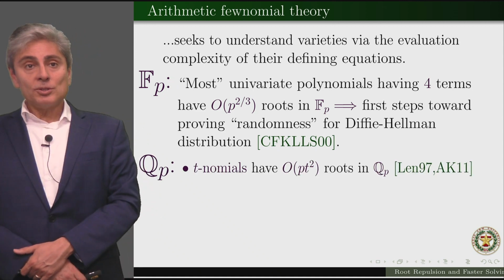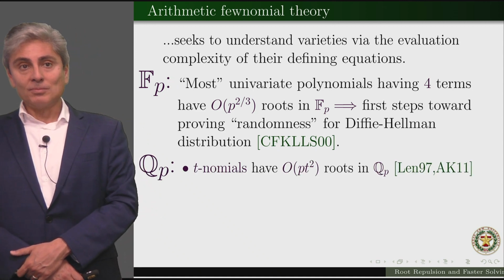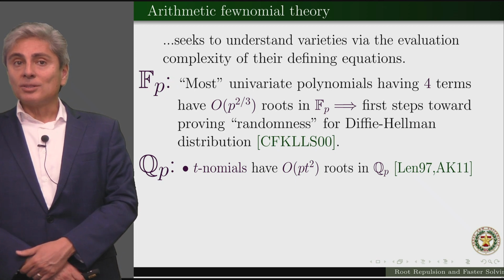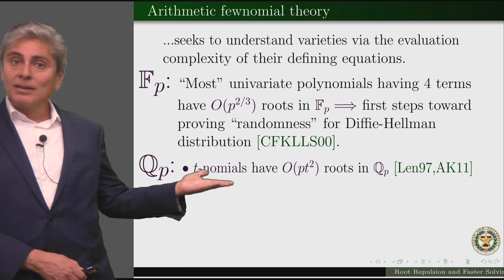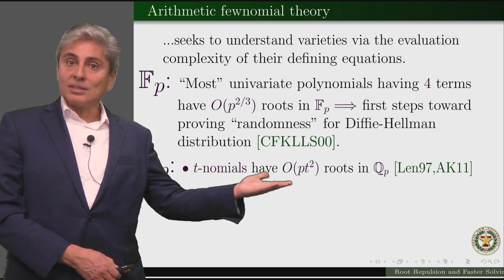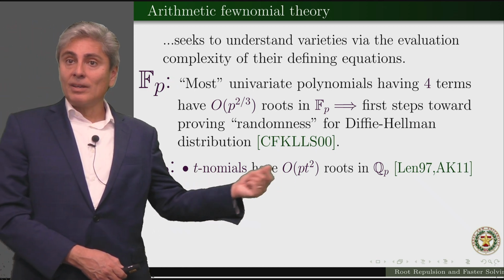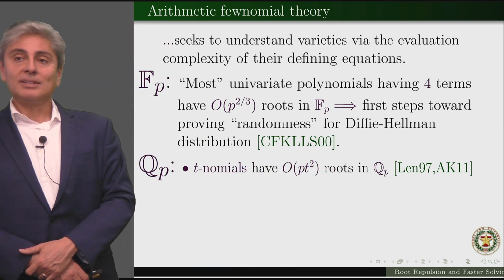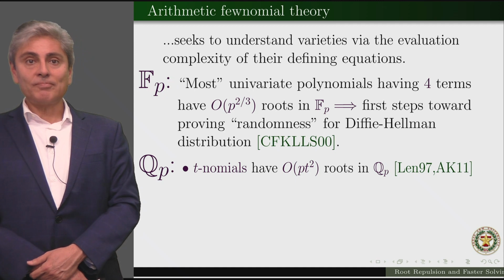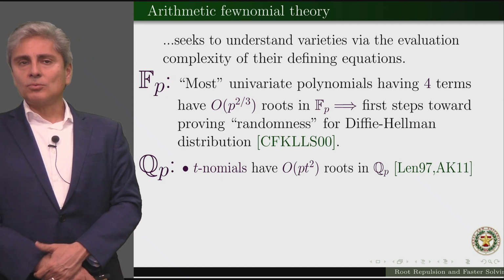And there are results over Q_p. This is what I'm focusing on. For the p-adic rationals, when you have one polynomial, one variable, t terms, it turns out that the number of roots is just on the order of p t squared. This is a beautiful result that was initiated by Hendrik Lenstra in 1997 and later improved by Avendaño and Krick in 2011.